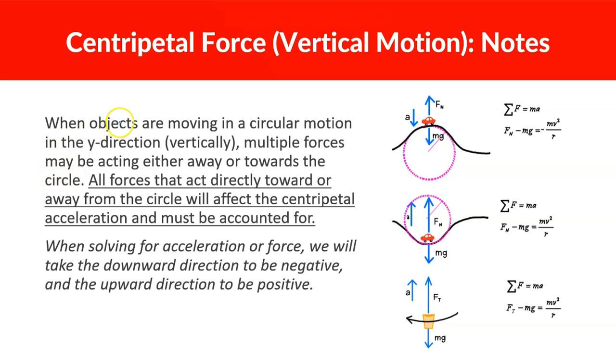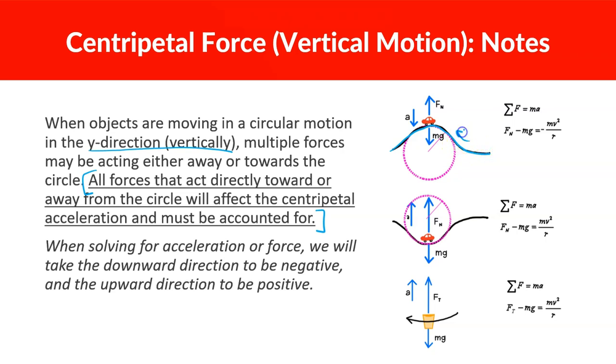When objects are moving in a circular motion in the y direction, vertically, multiple forces may be acting either away or towards the circle. All forces that act directly toward or away from the circle will affect the centripetal acceleration and must be accounted for. When solving for acceleration or force, we will take the downward direction to be negative and the upward direction to be positive.